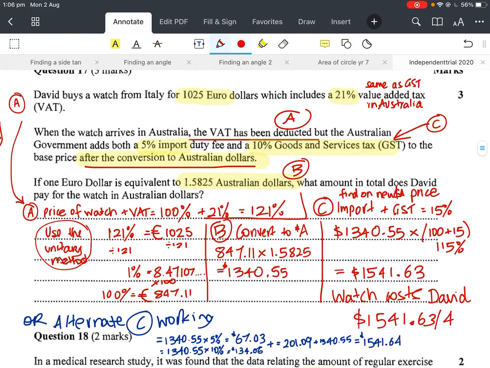This one was a bit tricky. It says David buys a watch from Italy for €1,025, which includes a 21% value added tax. So that's what Londoners call GST pretty much. When the watch arrives in Australia, the VAT has been deducted, but the Australian government adds both a 5% import duty fee and a 10% goods and services tax to the base price after the conversion to Australian dollars. If €1 is equivalent to 1.5825 Australian dollars, what amount in total does David pay for the watch in Australian dollars?